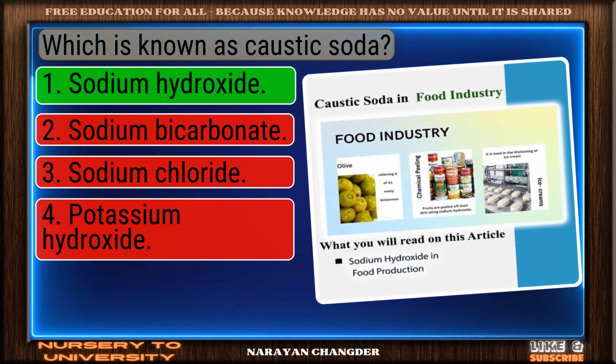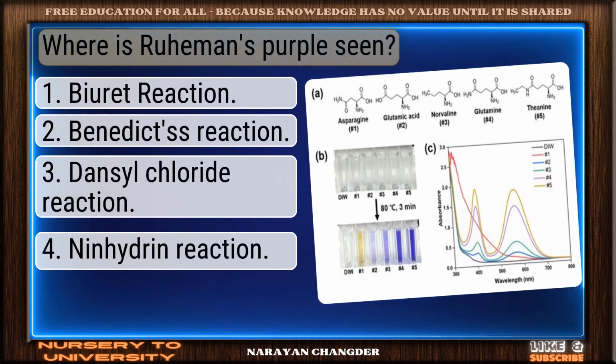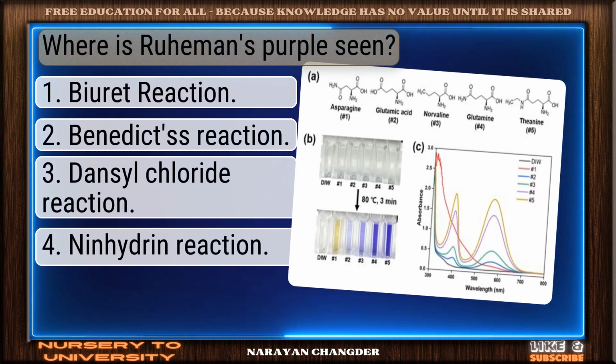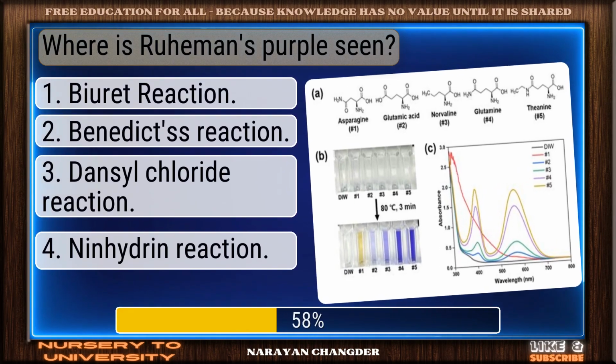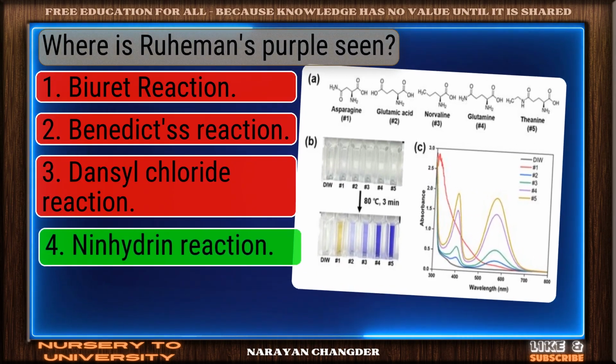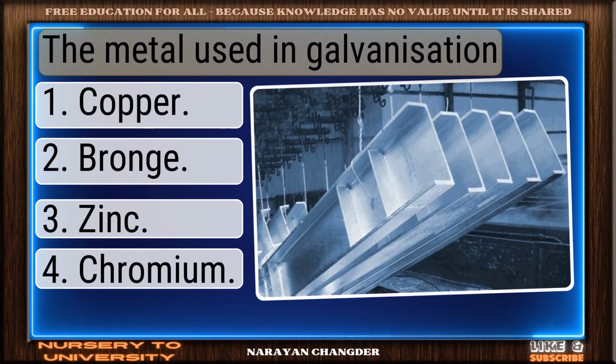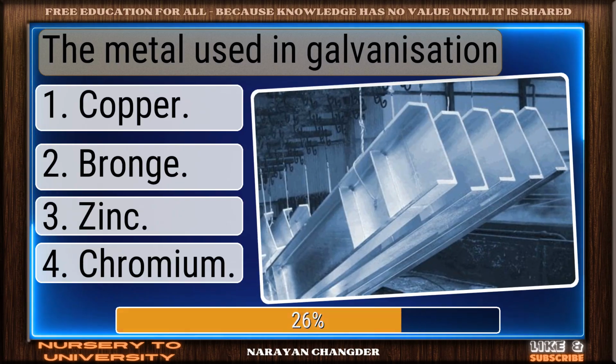Nice work. You chose sodium hydroxide and it is correct. Question number 126. Where is Ruhemann's purple seen? Smart move. Ninhydrin reaction is an accurate answer. Question number 127. The metal used in galvanization.